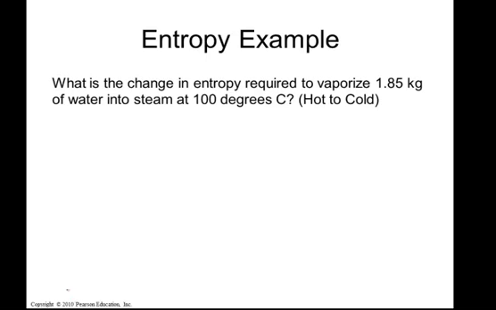Now this is an example on entropy. It says, what's the change in entropy required to vaporize 1.85 kilograms of water into steam at 100 degrees? And the example that you have in your assignment says hot to cold is going to be like this entropy example. So I'm going to have to take my heat divided by my temperature change. Now I'm trying to vaporize something, so I'm going to have to go back and know that Q is my mass times my latent heat.